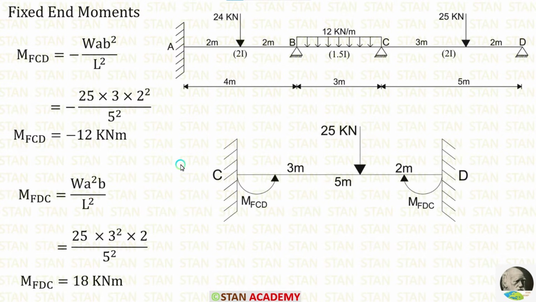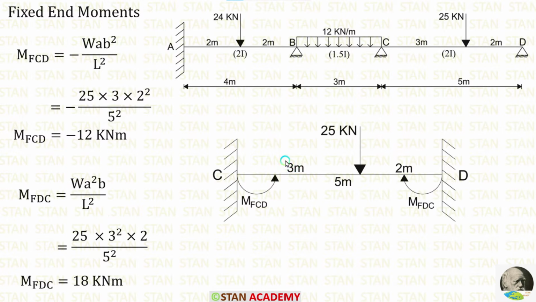Now let us calculate the fixed end moments in the span CD. In the span CD, we are having a point load. This point load is not acting on the center. We have already seen the formulas for the fixed end moments: minus WAB square upon L square and positive WA square B upon L square.